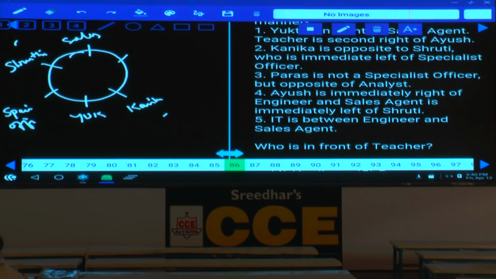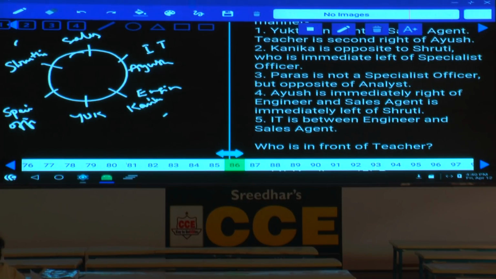And Ayush is immediately right of an engineer. What is the only possibility we can have? The sales agent is immediate left of Shruti, and IT is in between the engineer and the sales agent. Now IT will be at this place and this person must be an engineer. That is the only possibility. If the engineer is here, Ayush must be here. And Ayush is opposite to whom?